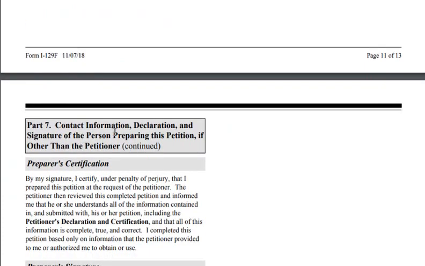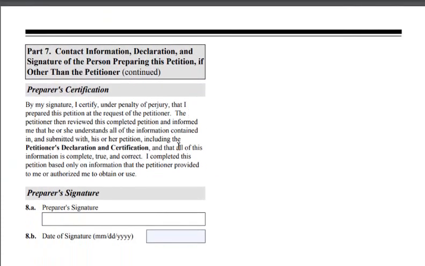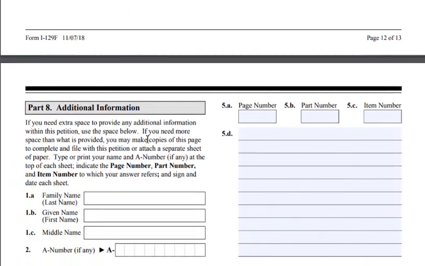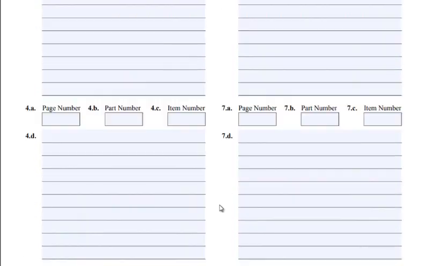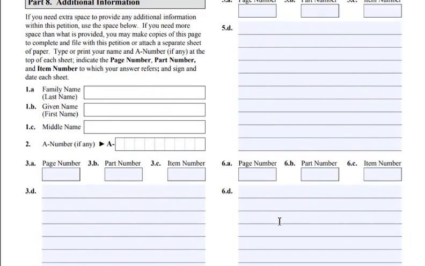Part 7, contact information, declaration, signature of the person preparing this petition. So that's the continuation of that. And remember I told you about Part 8, additional information? These are the pages that I told you about before. If you need extra space, you may use this. And you see, they have the questions here. Let's say in 3D you didn't have space to fill out that question. So you'll fill it out here, use more space. See?